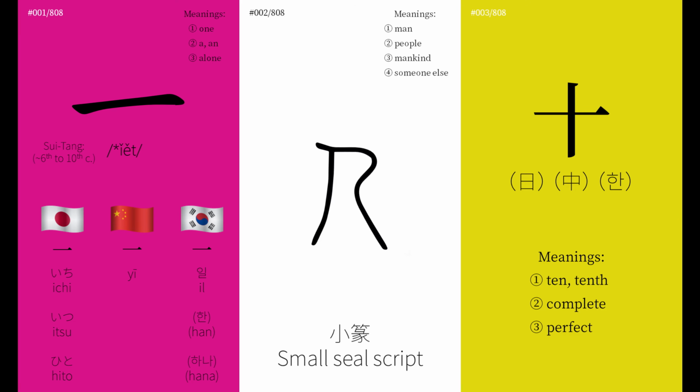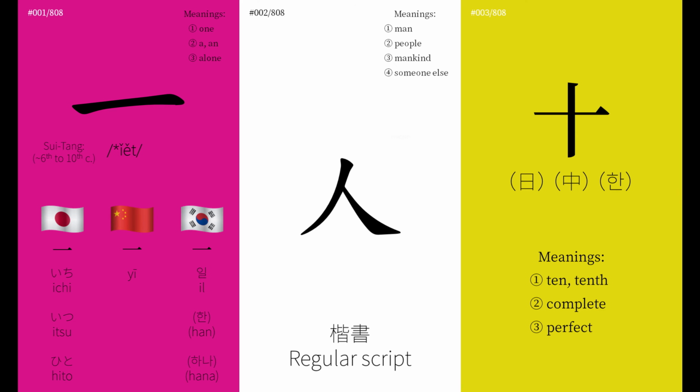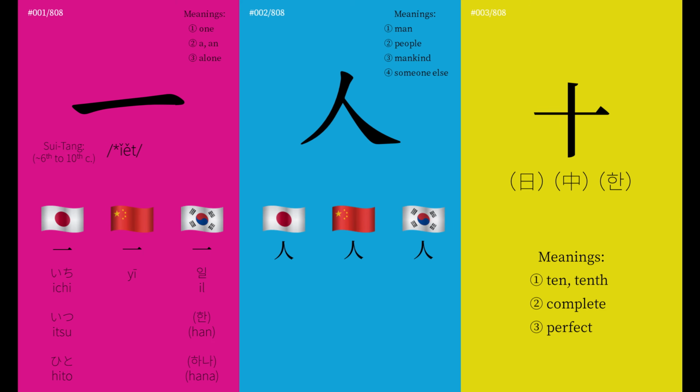The character gradually becomes more stylized until we get to the regular script still used today. In modern Chinese, Japanese, and Korean, the character can mean a singular man, multiple people, all of mankind, or simply someone else. For pronunciation, the Middle Chinese ancestor of most modern pronunciations was rian. This becomes ren in Chinese, nin and jin in Japanese, and in in Korean. The Koreans also say saram for the concept of a person, but the pronunciation is not strictly tied to this character. The Japanese also have an additional reading of hito, a pronunciation shared with the character meaning 1.